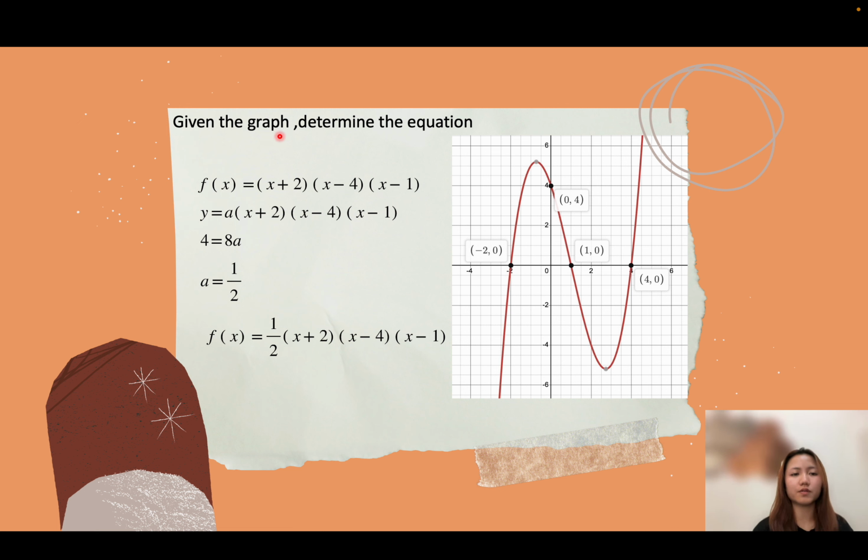And then when they give you the graph and ask you to determine the equation, you find out the zeros, and then you just write them here, and then you find out the a, and then you can know the answer about the equation.